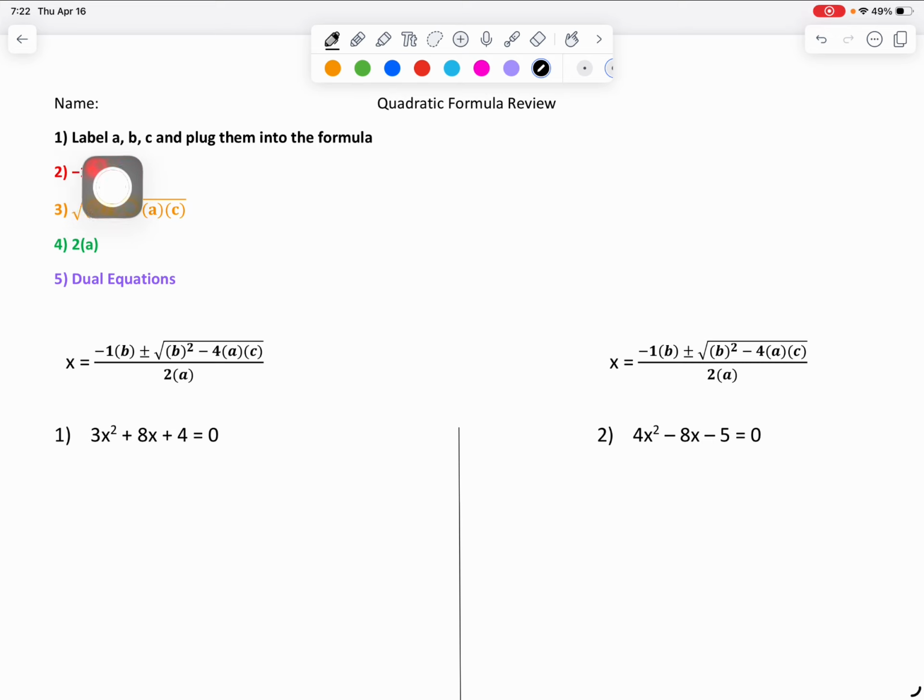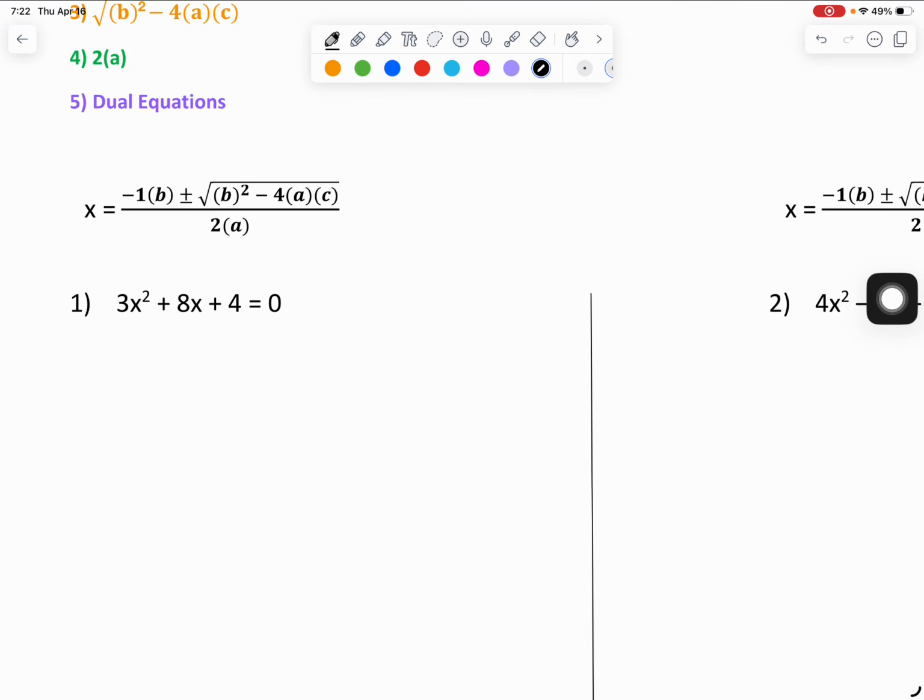Step one, label A, B, C, and plug them into the formula. Guys, for the last 2 weeks when factoring, you guys have been doing an outstanding job labeling your A, B, and C. A is 3, B is 8, C equals 4. And then we simply just plug it into our quadratic formula.